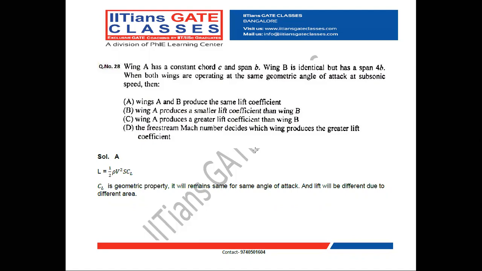So the thing is, here lift is equal to half rho V square S CL. If we are using the same chord and span, then the wing area will be the same. Wing A has chord C and span B. Constant chord C means it is a rectangular wing, so wing area can be written as B into C.